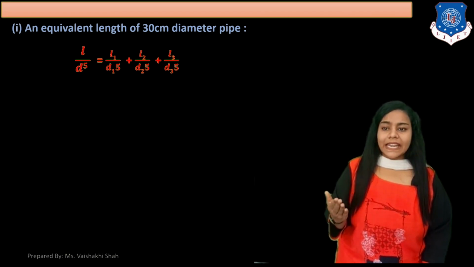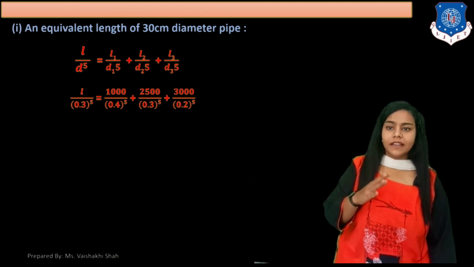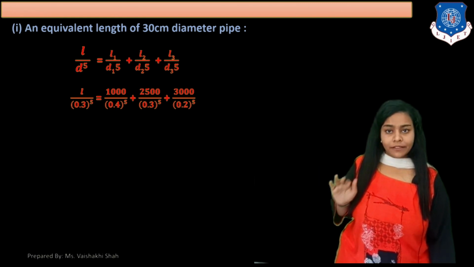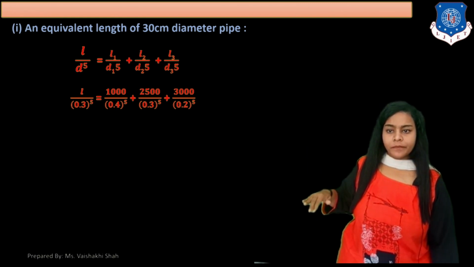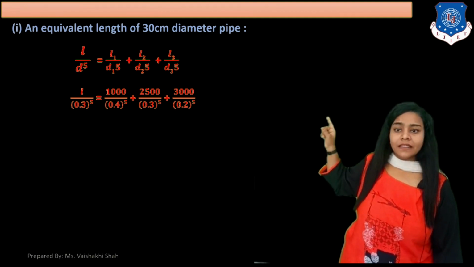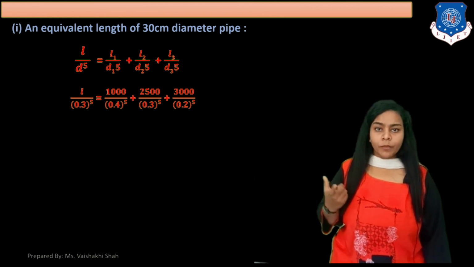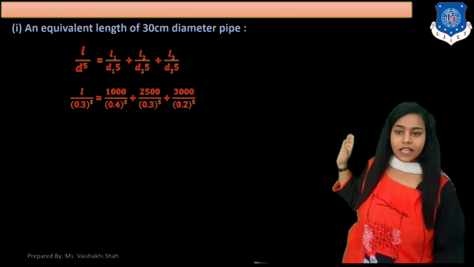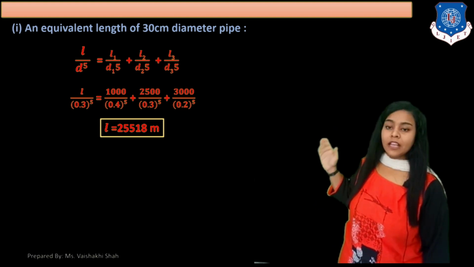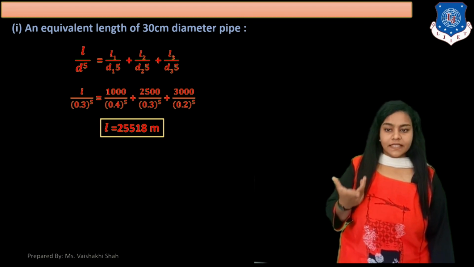Now here d is your equivalent diameter, and we have to find out the equivalent length. So here L is your unknown, L is your subject, and you have the values of all L1, L2, L3, D1, D2, D3, and in the data the equivalent diameter is given, which is 30 centimeter. So your value of D is 0.3 meter. Placing all the values in this equation, you get L equals 25518 meter. Here L is your equivalent length of all three pipes which are connected in series.